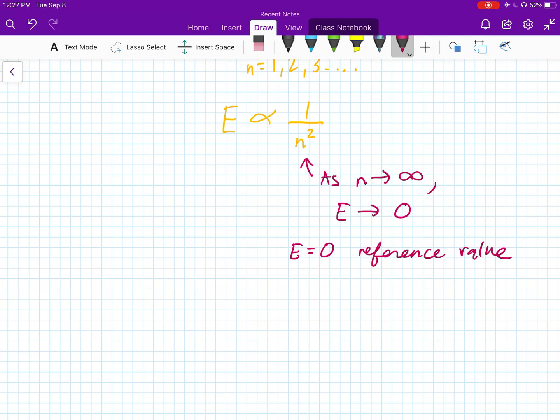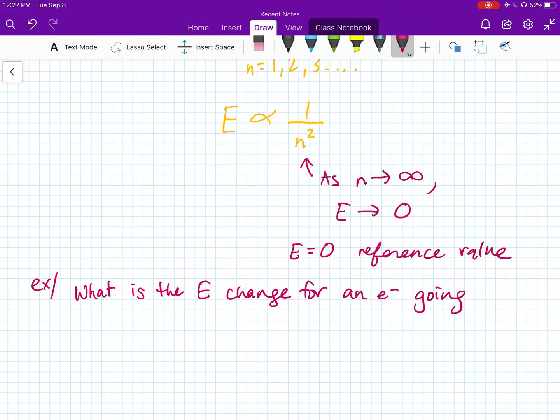All right, so how can we put this equation into use? We can use it to answer questions like this one. What is the energy change for an electron transitioning from the n equals 4 energy level to n equals 1 in a hydrogen atom?